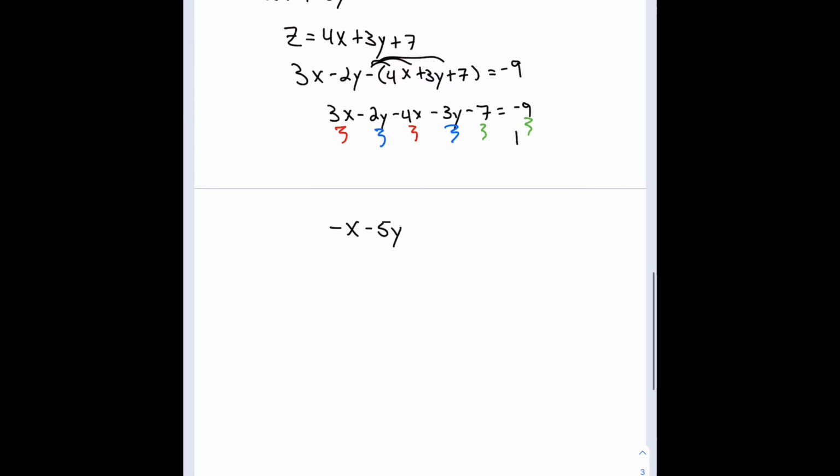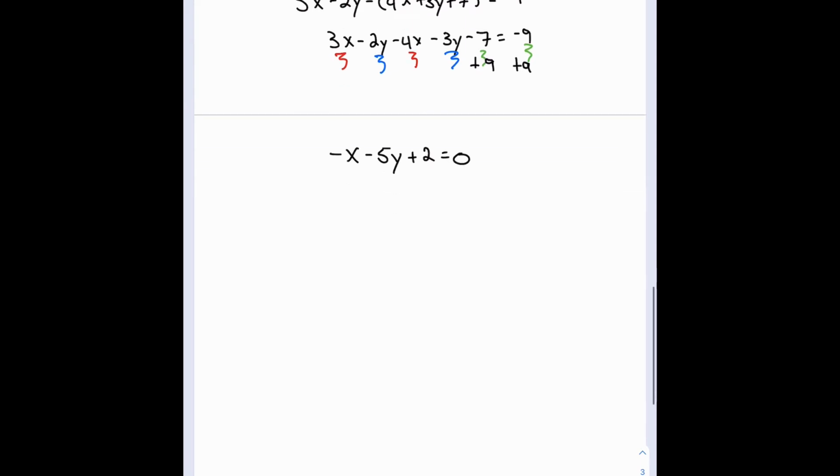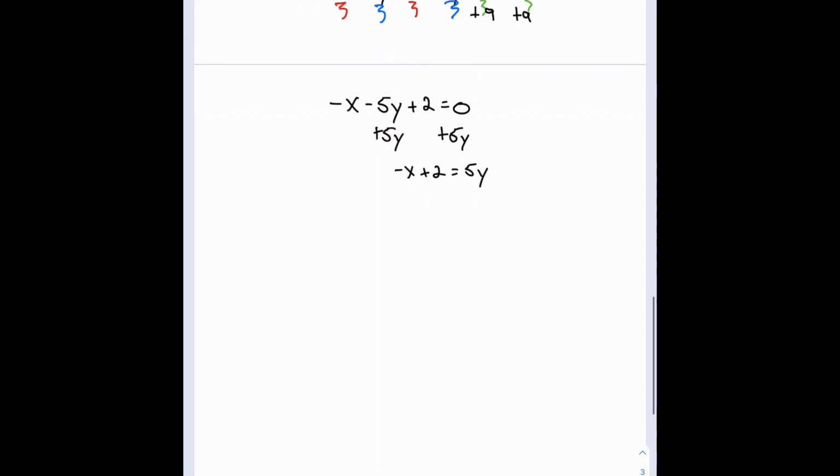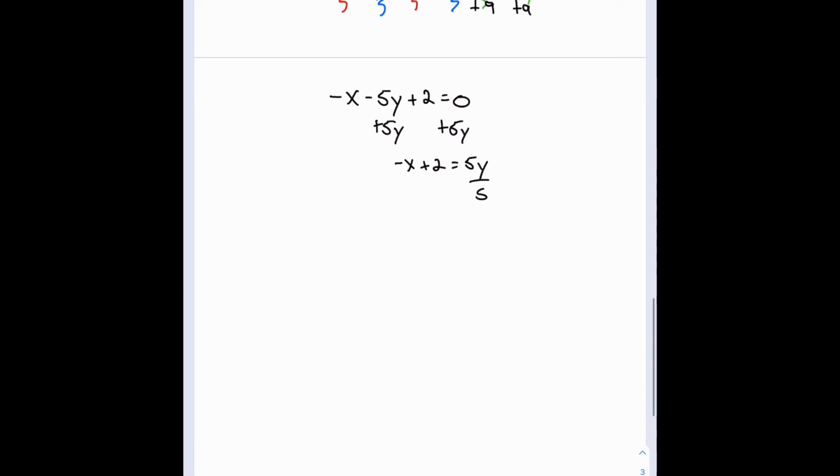And then I'm going to add 9 over. So negative 7 plus 9 should be a positive 2. And then this equals 0 because I added the 9 to the other side. So we almost have y alone. I'm going to add 5y. I'm going to get negative x plus 2 equals 5y. And now I'm going to divide by 5 on either side. So we know that y equals negative x over 5 plus 2 over 5.